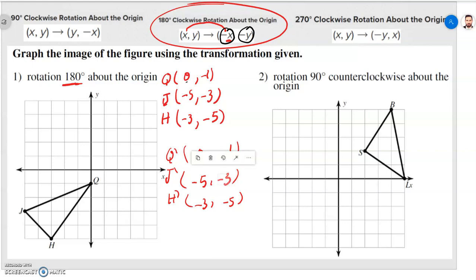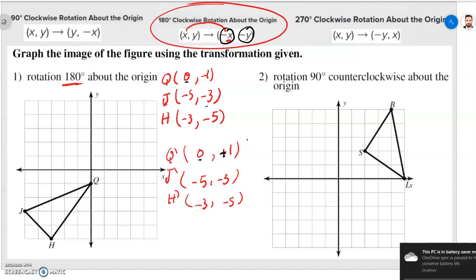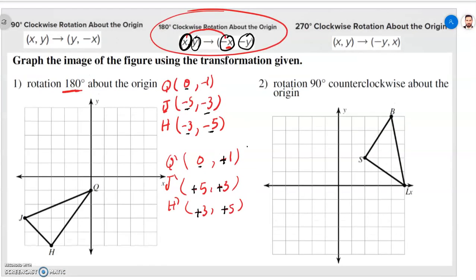So here is 0. I cannot even write -0, so I will leave it as it is. Here is -1, so I will write it as a +1. Here is -3, so I will write it as a +3. Here is -5, I will write it as a +5. Here is -3, +3. Here is -5, +5. I hope that you understand from me. I will write X as -X and Y as -Y. This is a rule to rotate clockwise or anti-clockwise 180 degrees.